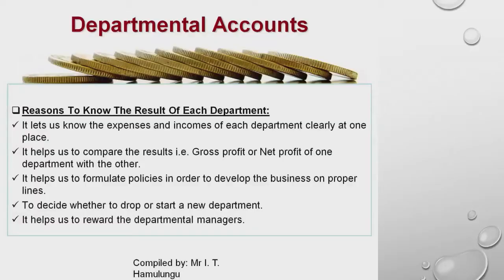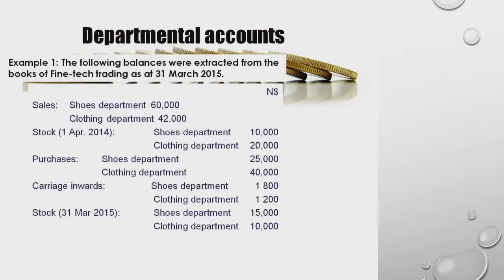The reason to know the result of each department is that it lets us know the expenses and income of each department clearly in one place. It helps us to compare the results of each department, and helps us to formulate policies in order to develop the business on proper lines. It helps us decide whether to drop or start a new department. It also helps us to reward the department manager.